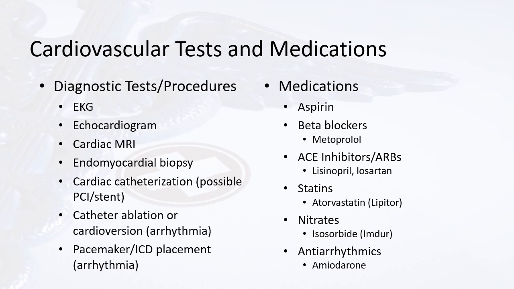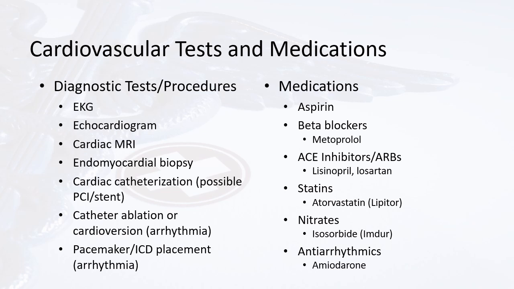an endomyocardial biopsy that may have been done if the patient had myocarditis, a cardiac catheterization if the patient was ischemic and being assessed for any coronary artery stenosis. They may have even received a stent. Catheter ablation or cardioversion, which is done mainly to eliminate an arrhythmia, whether it's atrial or ventricular, or the patient may have had a pacemaker or ICD, which is an internal cardiac defibrillator, placed due to a persistent arrhythmia.